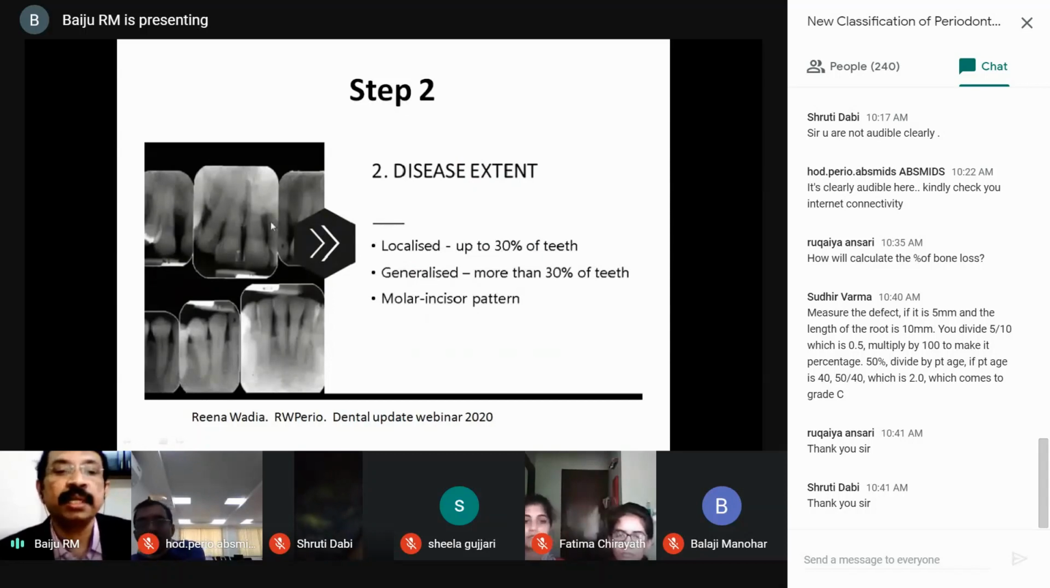Assess the disease extent. From the radiograph, see whether bone loss is involving the entire dentition, or it is less than 30%, or whether it is only involving the molars and incisors. If it is less than 30%, put it as localized. If more than 30% of the teeth are affected, not sites, more than 30% of the teeth are involved with bone loss, diagnose it as generalized. If only the molars and the incisors, or the molars alone, are involved, diagnose this as molar incisor pattern.